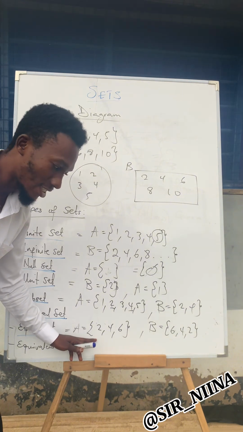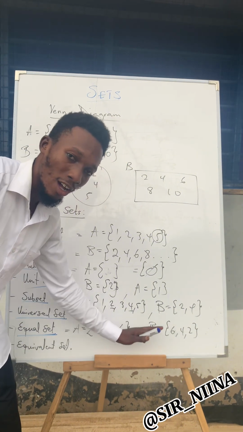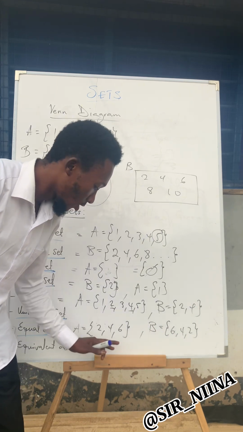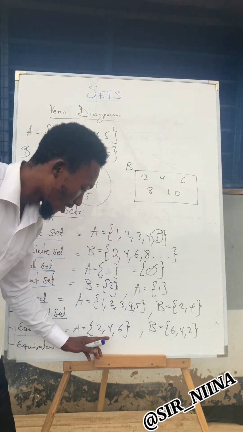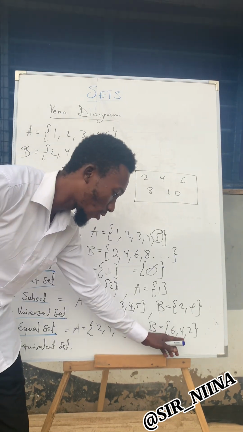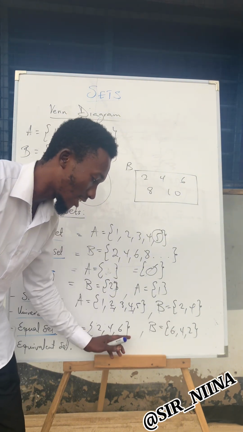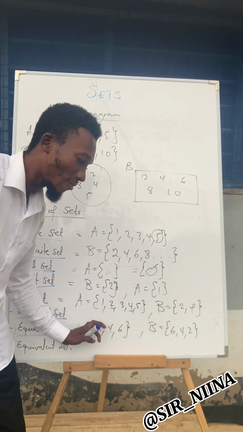The elements in set A are equal to the elements in set B, irrespective of whether they are arranged in descending or ascending order. You can see there is 2 in set A, there is 2 in set B. There's 4 in set A, there's 4 in set B, and there's 6 in set A and 6 in set B. This is what we term as equal sets.